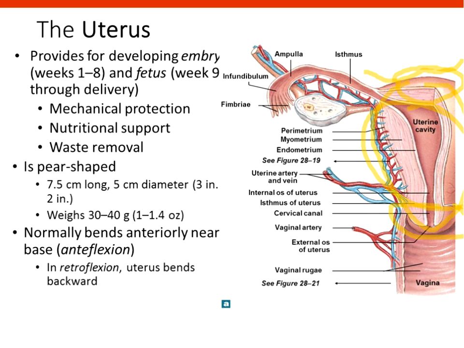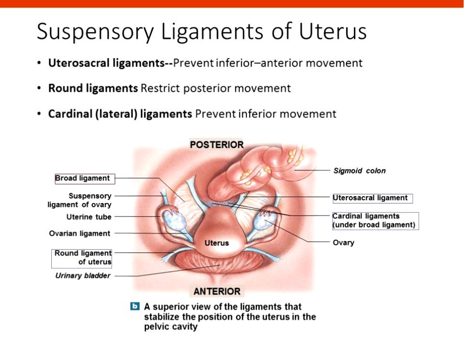It's pear-shaped. Normally it flexes a little bit towards the anterior of the body, so it's anteflexion. But if it collapses back towards the rectum, in some places that would be retroflexion. So when you look at it, here's the posterior. It should bend and flex towards the bladder and sit on top of the bladder and not sit on top as much of the rectum, but it can. Okay? It's held in place in this anteflexion by a few ligaments.